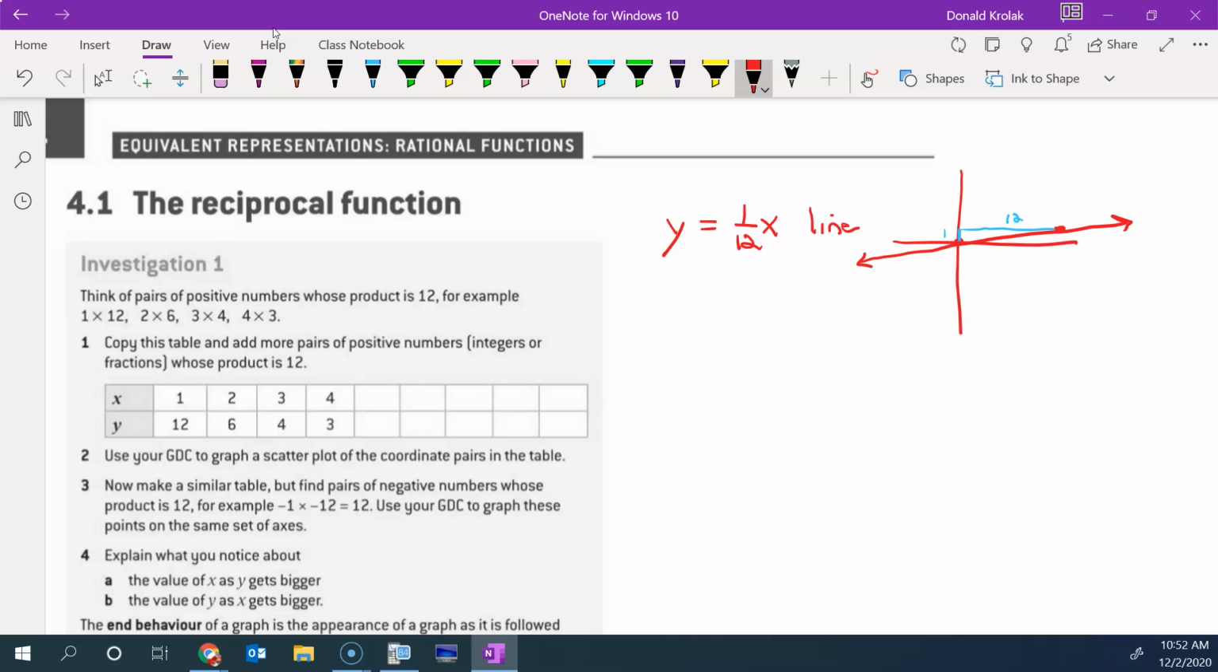Okay? So that's the equation y equals x over 12. 1/12 x is the same as x over 12. Do you see why? No? You're just doing this. X over 12. It's the same thing. Okay, now, what's the reciprocal of this function? 12 over x. And what's it going to look like?